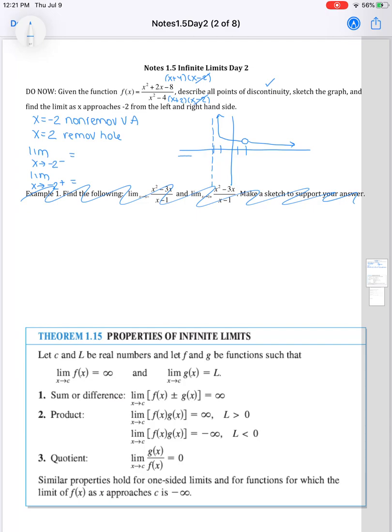Anything to the left of -2, when we sub it in, we're going to get a negative value. So we're going to be in quadrant 3 down here. So that is what our sketch looks like. So we described it, we sketched it, and now we're going to find the limit.